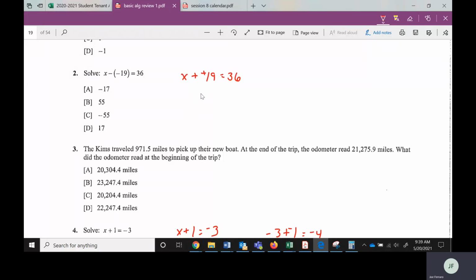So now I'm going to try to solve it. The opposite of adding 19, subtracting 19. Then on this side, those cancel out or go to 0. 36 minus 19 is 17. Again, if you need to use a calculator for that, go ahead. And your answer is 17 there.